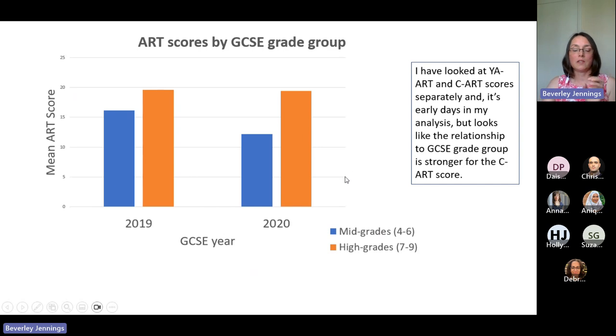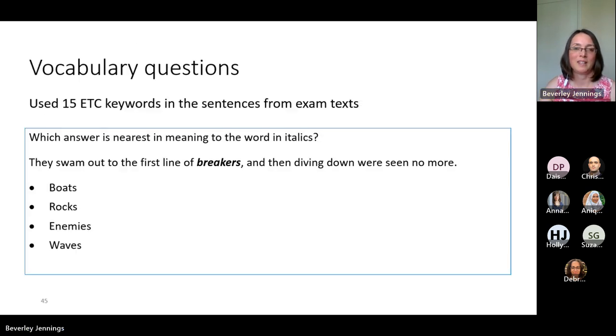I have started to look at the separate lists for the young adult author scores and the classic or curriculum author scores. I'm not quite ready to share that analysis yet, but it's looking like the relationship between GCSE group is stronger for the curriculum author score. So that's supporting all the earlier findings as well, that it's that kind of classic older literary fiction that has a relationship to the exam. Not correlated, I can't say that, a relationship to the exam.